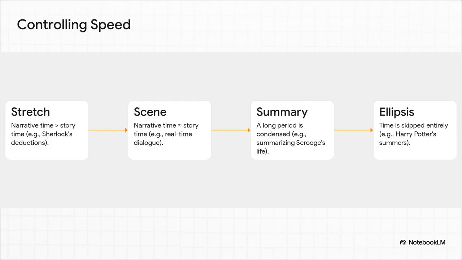On top of shuffling the timeline, the storyteller is also kind of like a DJ, controlling the tempo. They can hit the slow-mo button, stretching out a single moment, like when we see Sherlock's mind working in slow motion, so we can appreciate his genius. They can just let a scene play out in real time, like a conversation, to make it feel grounded. Or they can slam on the fast forward, summarizing years of Scrooge's life in a paragraph. Or just skipping the boring summer holidays in Harry Potter to get right to the good stuff.